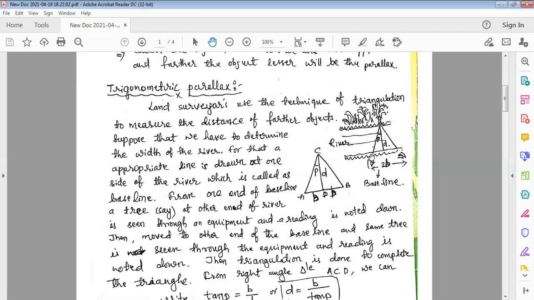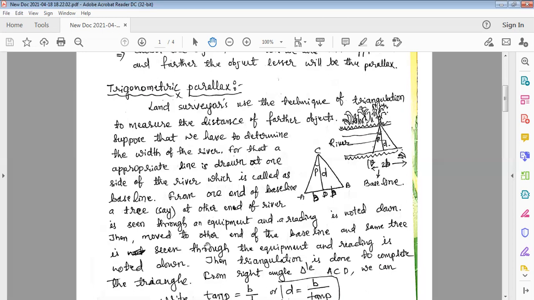So initially you are at this point of the baseline, and you are looking at the tree which is on the other side of the river. Some equipment is there. Surveyors use a particular equipment. I have forgotten its name, and they will note down some reading by standing here at one end of the baseline.